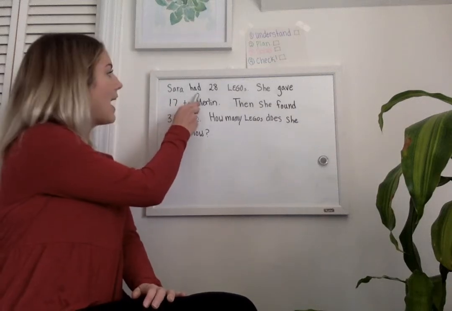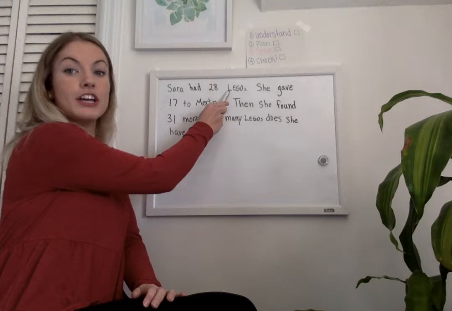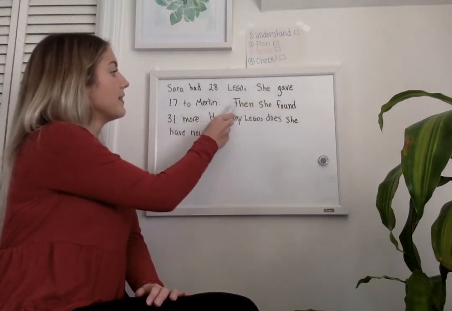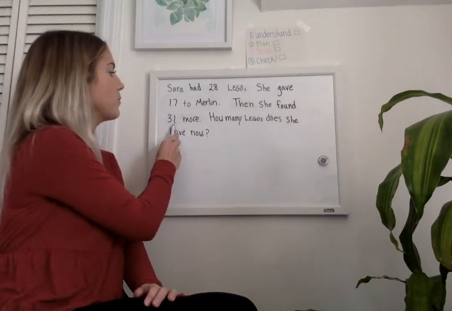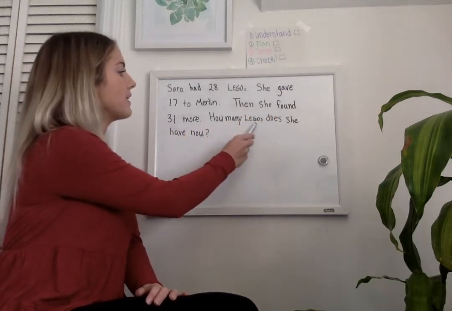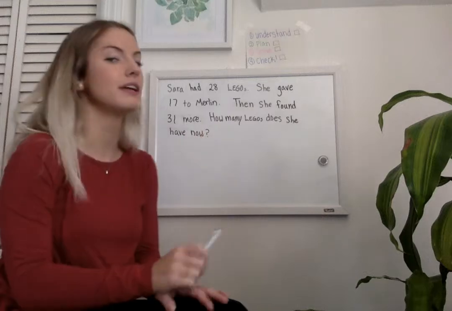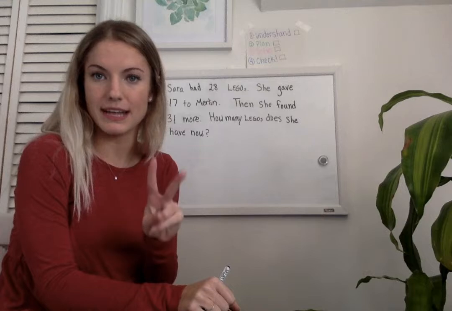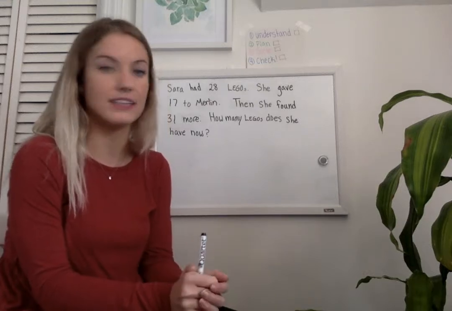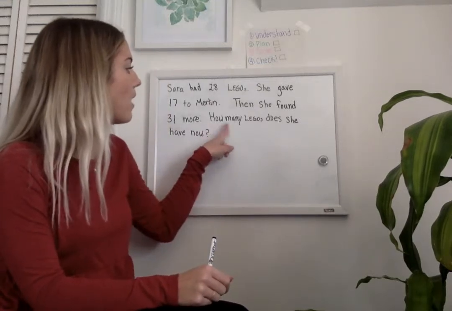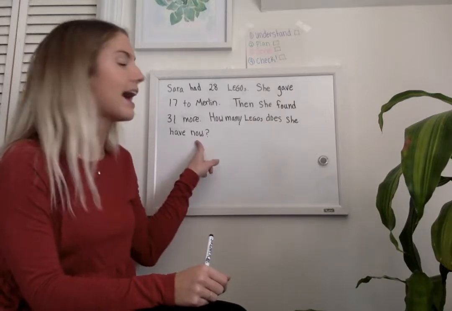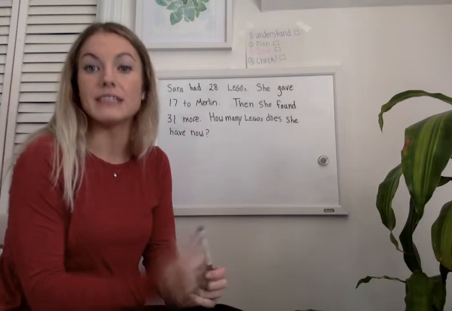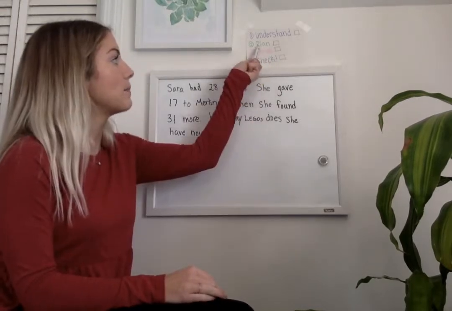Sarah had 28 Legos. She gave 17 to Merlin. Then she found 31 more. How many Legos does she have now? So, like I said, there are two steps that we need to do to find this answer. We need to find out how many Legos does she have now. The first thing that we need to do to find out is plan. That is our next step on our checklist.